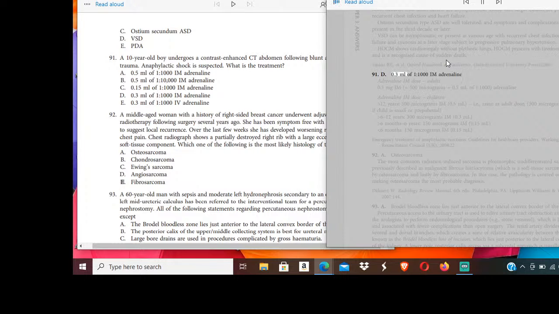91. D. 0.3 milliliters of 1:1000 IM adrenaline. IM dose adults: 0.5 milligrams IM equals 500 micrograms equals 0.5 milliliters of 1:1000 adrenaline.